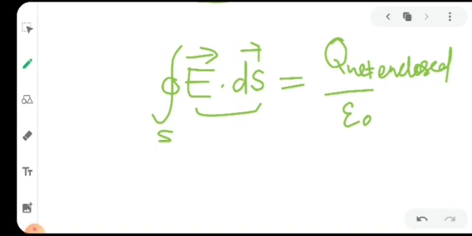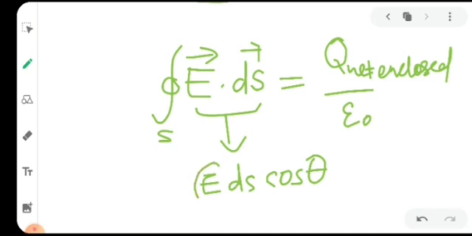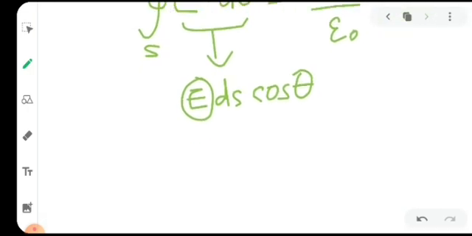From this equation, it is very clear that the dot product integral is mathematically convenient to evaluate when this dot product, let me write the magnitudes alone, E dS, which is what the expanded form of the dot product looks like, becomes easy when the value of E is the same at every point on the surface. So that is one point. This integral is easy to evaluate if E has the same value all over the given surface.